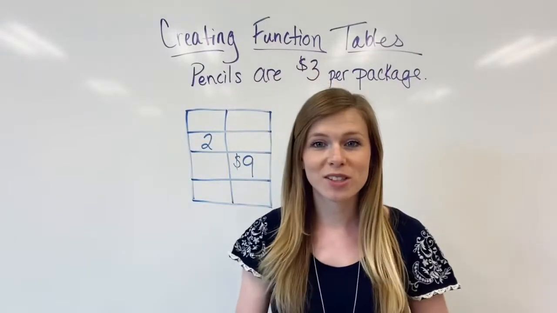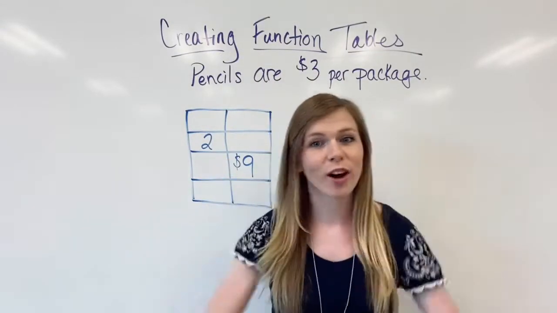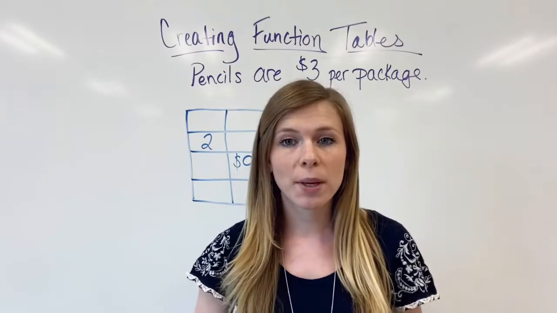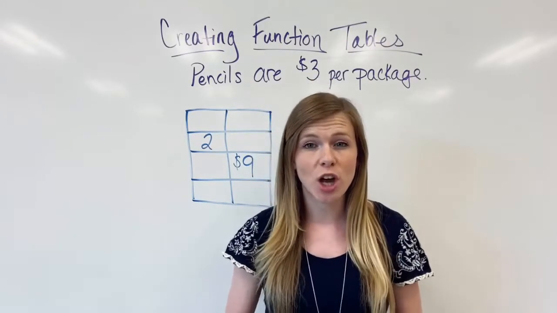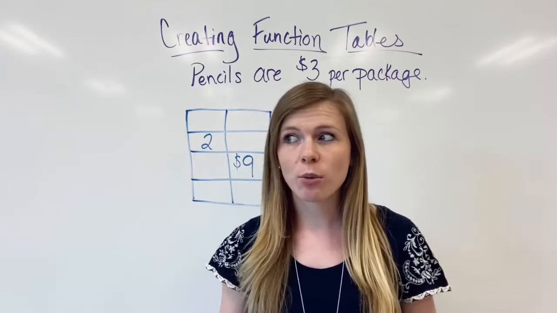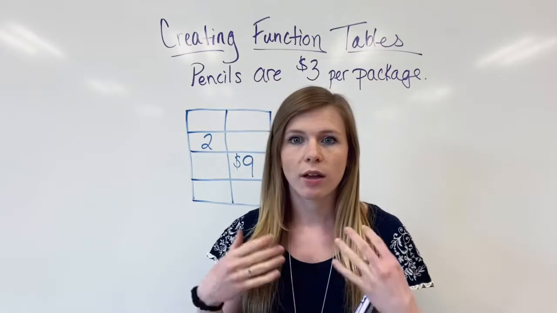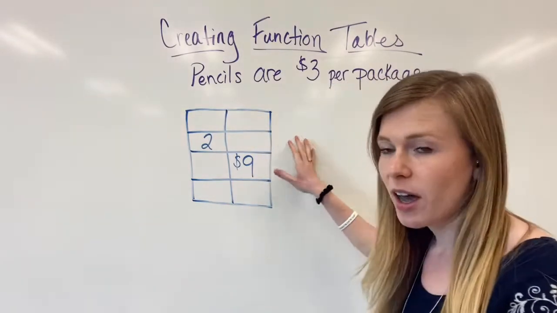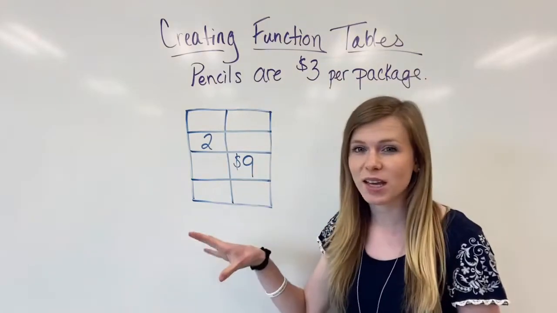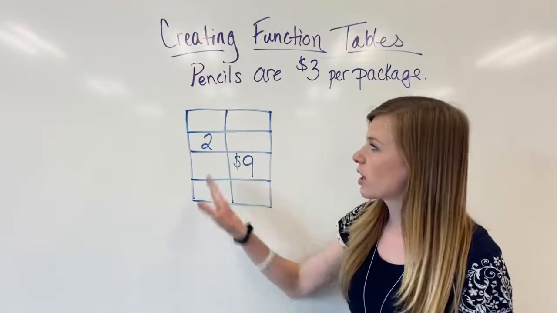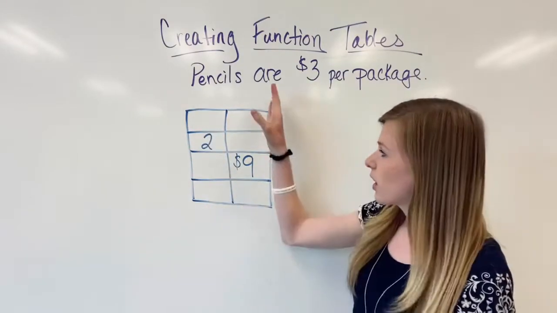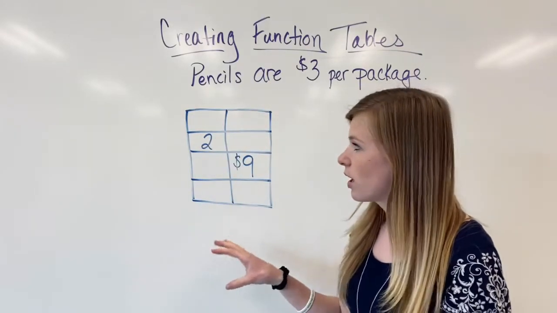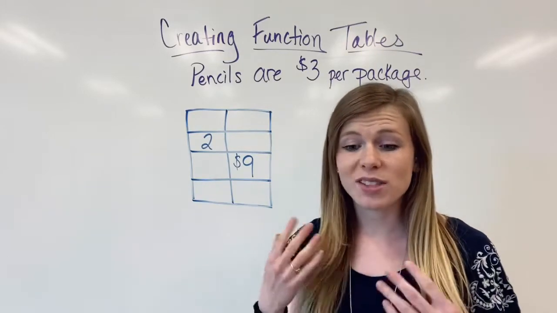For my example today, I'm gonna go to the store and I'm gonna purchase some packages of pencils. Now at the store, the pencil packages are $3 each. Now, if I wanna buy multiple packages, I wonder, okay, how much does that cost? Now I notice I've got this table here. I need to finish completing this table. It only has two values in it. It has one input value and it has one output value. I need to label the table and continue to put values in it.